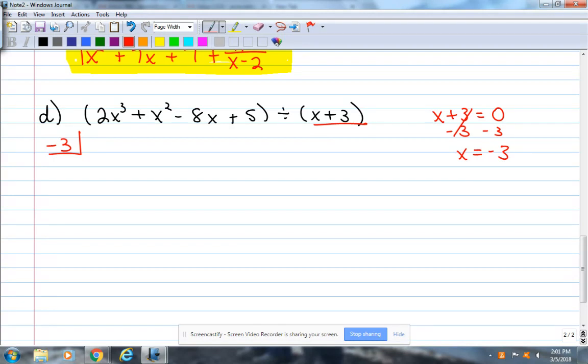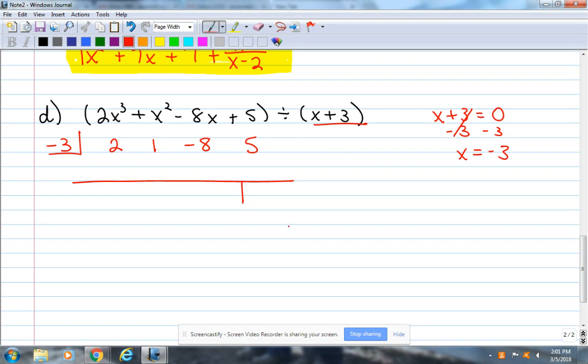Where do my other numbers come from? What's in the parentheses? The coefficients of the terms, right? So for x to the third, I have a 2. For x squared, I have a 1. For x, I have a -8. And my constant is a +5. Skip a line and draw a line. And if you want to, put your box on the far right side for your remainder.